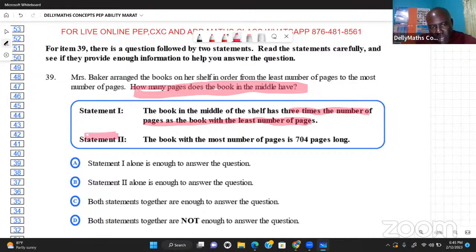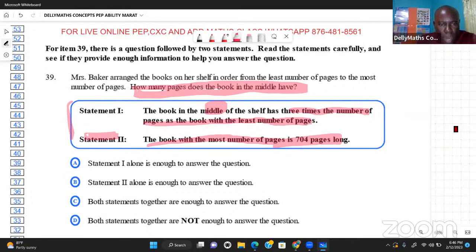Now, the second statement says the book with the most pages has 704. Knowing that it has 704 doesn't really mean anything, because there could be any number being lined up from 703 coming down for the rest of the books. There need to be more conditions so that I can have a better idea, because with the one in the middle being 3 times the other, I can find so many numbers there that I could put something in the middle and divide it by 3 to find other books. So technically, this is not enough for me to really tell the truth.